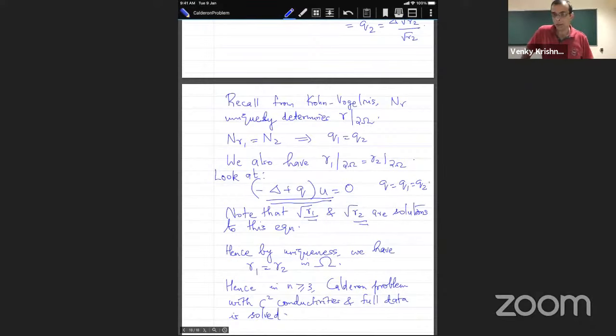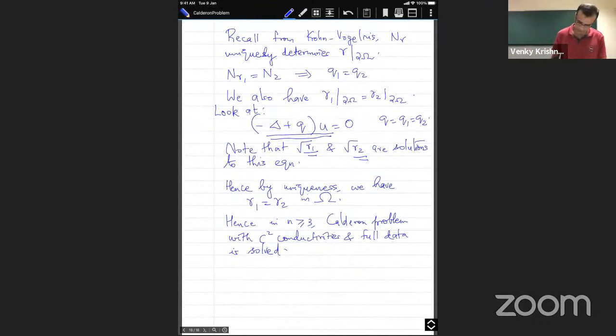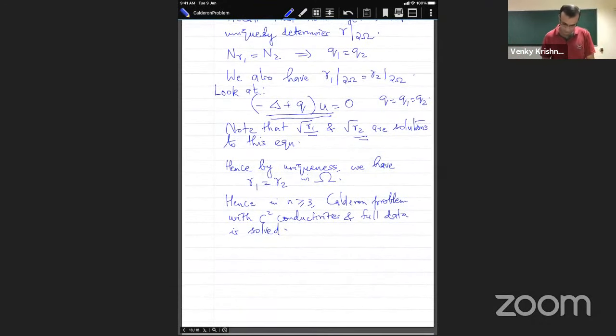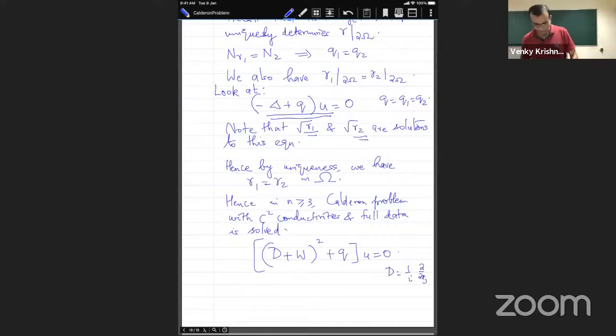Okay, so now there are many problems that one can ask. I have 1 minute, so let me mention one interesting problem from current work. You can look at D plus W squared plus q u equal to 0. The leading order term here is still going to be the Laplacian. Remember, D is 1 by i d by dx j. But you see that there is also a first order term, the w here, which is a vector field.